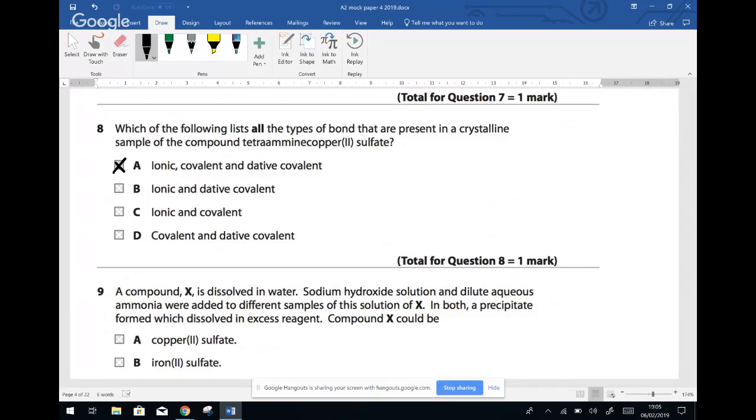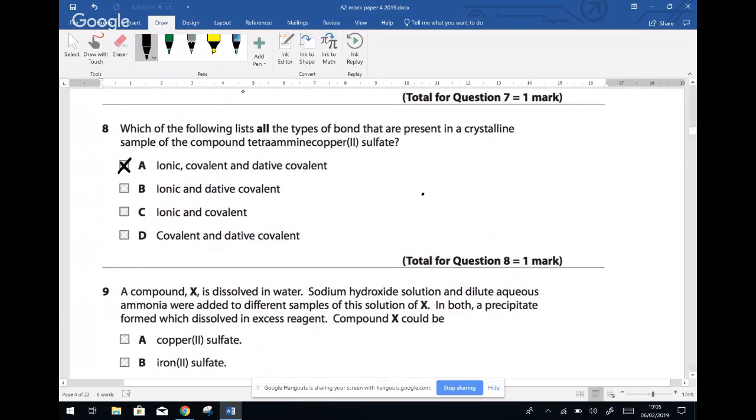Okay. Which of the following lists all types of bonds present in a crystalline sample of tetraamine copper 2 sulfate? That's interesting. Tetraamine. So they're saying there's no water there. Isn't that fascinating? By the way, it's a lie. They're just ignoring it. We know this complex. Okay, if we even do tetraamine, as that name would suggest, which I don't agree with, by the way.